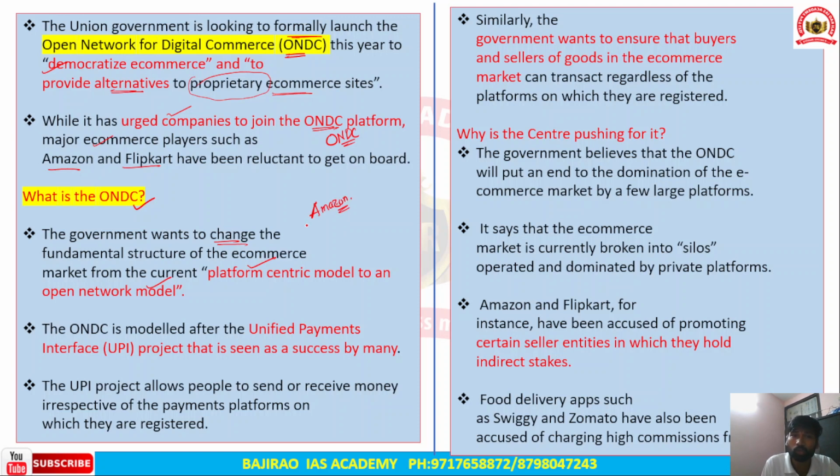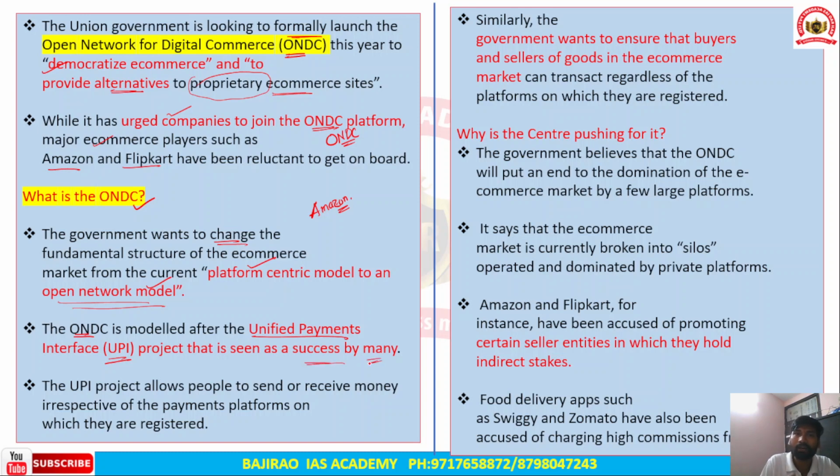So the government wants to transform the e-commerce space from the platform centric model to an open network model, where all the buyers and sellers can easily access all the platforms in a single network. The Open Network for Digital Commerce is modeled after the Unified Payments Interface, UPI. The project is seen as a success by many.